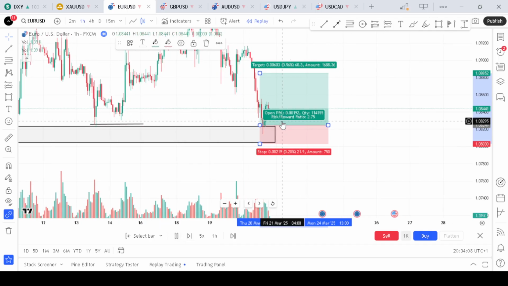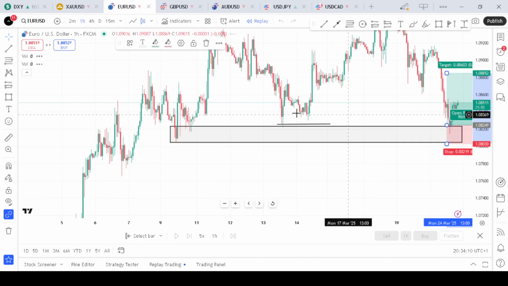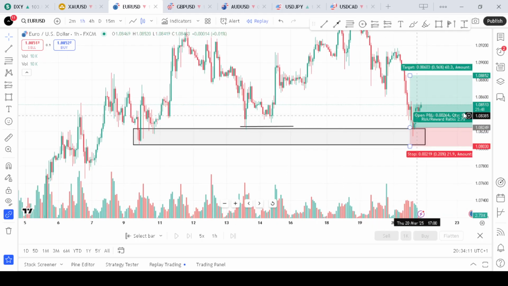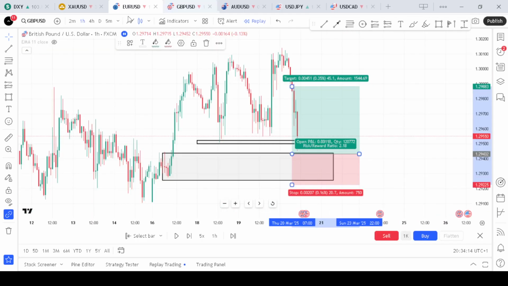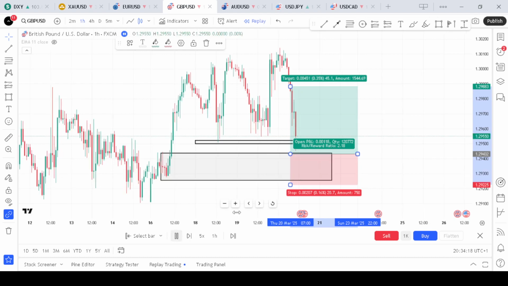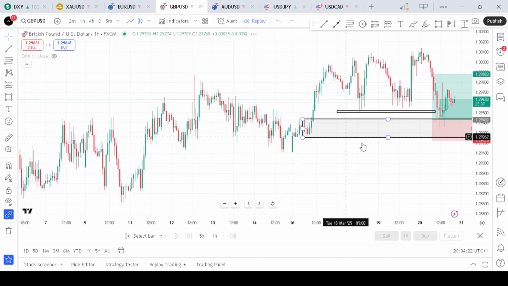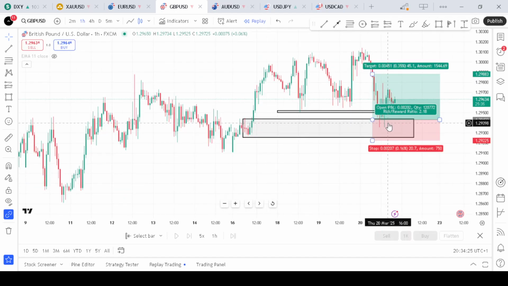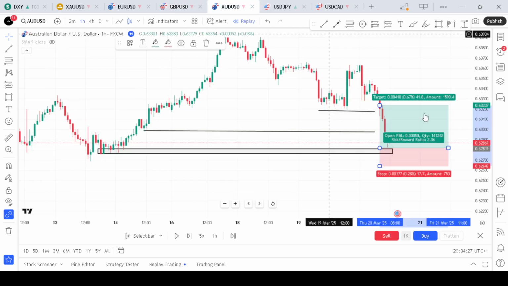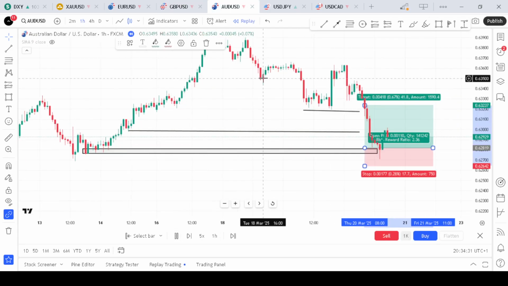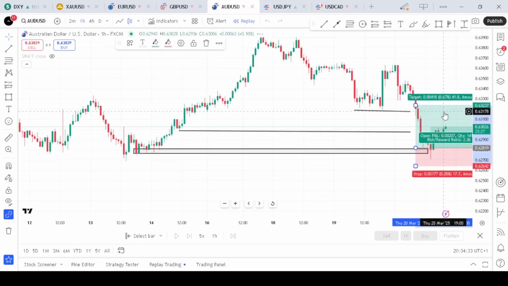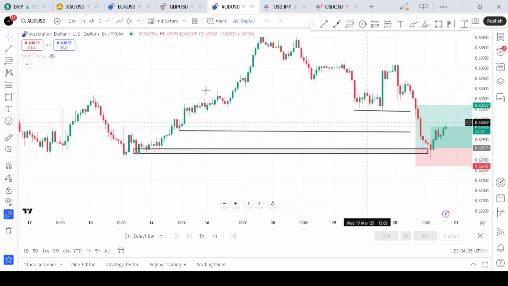And as we can see in this area, price came to retest and it is on its way up. On the EUR USD, if we play price on the GBP JPY, we can see the same result, moving in the same direction, came to retest and is on its way up. The same with our AUD USD, came to retest and is on its way up.